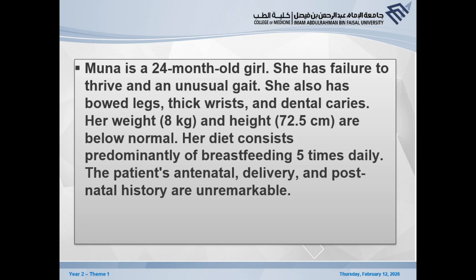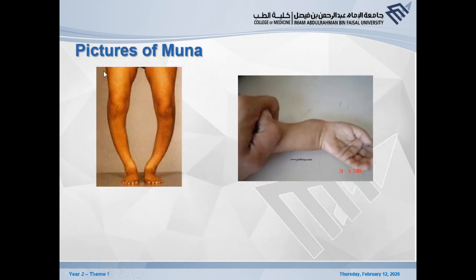The patient's antenatal, delivery and postnatal history are unremarkable. So here you can see the curved legs. This is called bowing of legs, and thickening of the wrist. These bony deformities are common in vitamin D deficiency in children. Yes? Breastfeeding leads to vitamin D deficiency. Yes. Why? Because vitamin D is not present in breast milk.